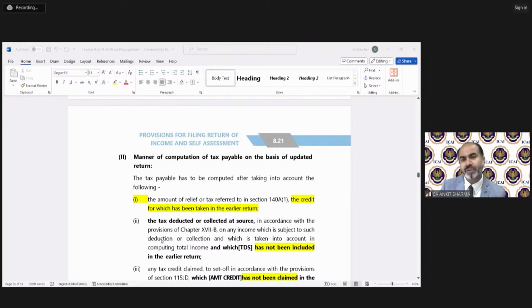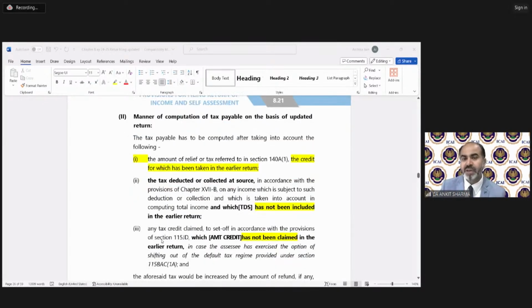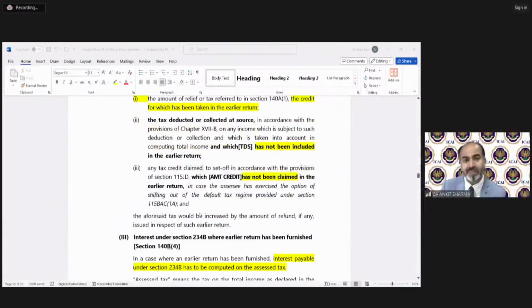Manner of computation of tax payable on the basis of updated return. The tax payable has to be computed after taking into account the following. Of course, whatever is the total tax, we have to deduct whatever tax we have paid. So whatever credit has been taken, we have to reduce it. The TDS, the TCS, the AMT credit, the relief, we have to deduct that. Whatever is the balance tax, we have to pay that.